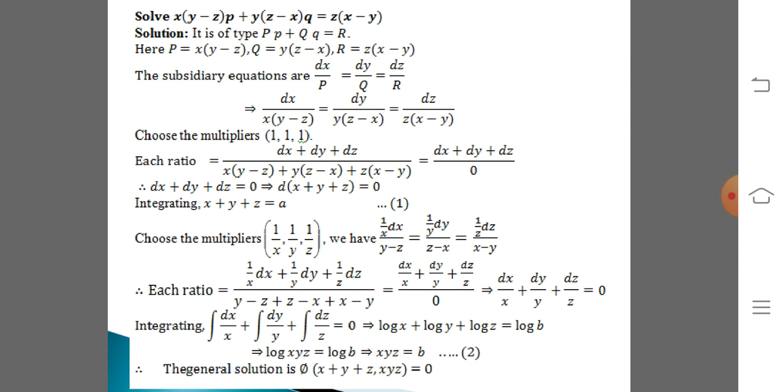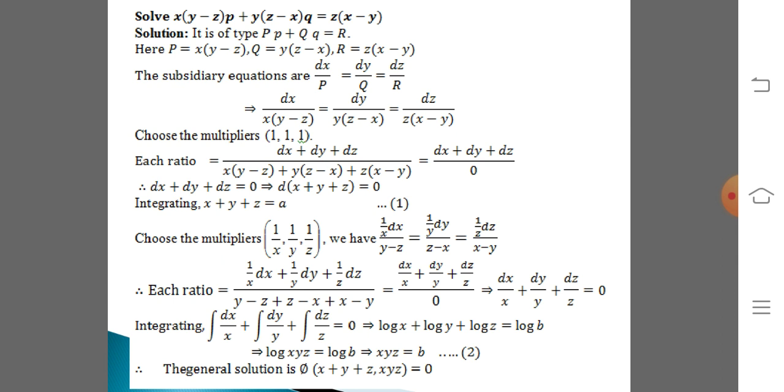If you integrate term by term, you get x. What is integral dx? It is x. So x plus y plus z equal to some integration constant, say a. So x plus y plus z equal to a, you take this as equation number 1.